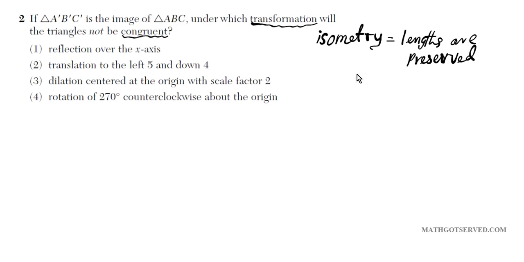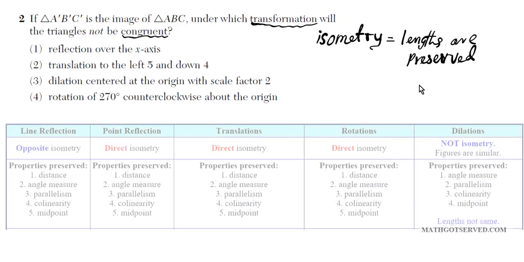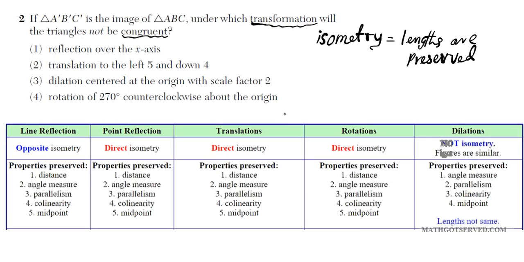So there's this really nice graphic on regentsprep.com that gives you a nice visual of the different transformations that there are and if they are isometries or not. What you want to remember is that dilation is not an isometry. Reflection, translation, and rotations are isometries. What does that mean? It means those transformations do not change the size of the object, but dilation does.